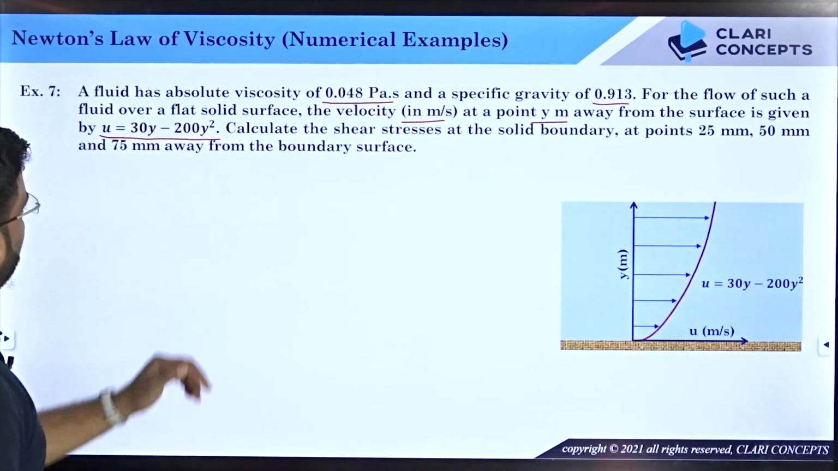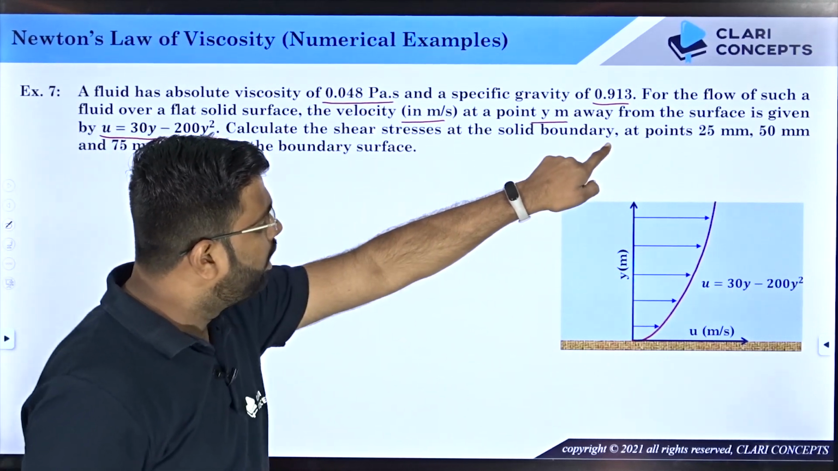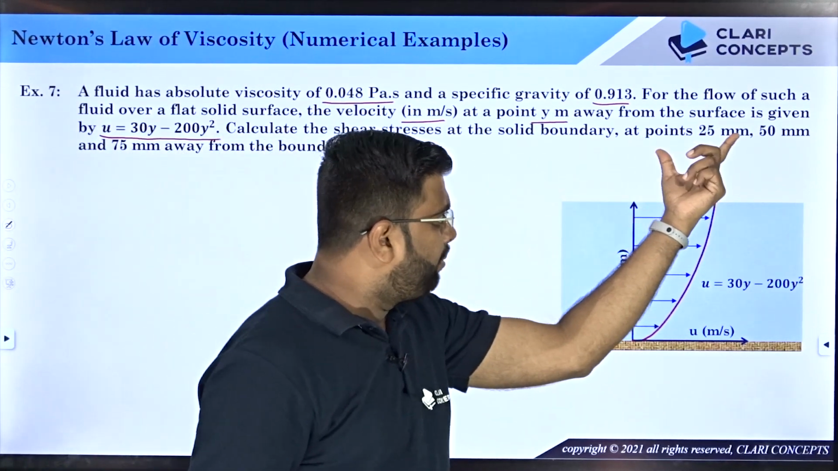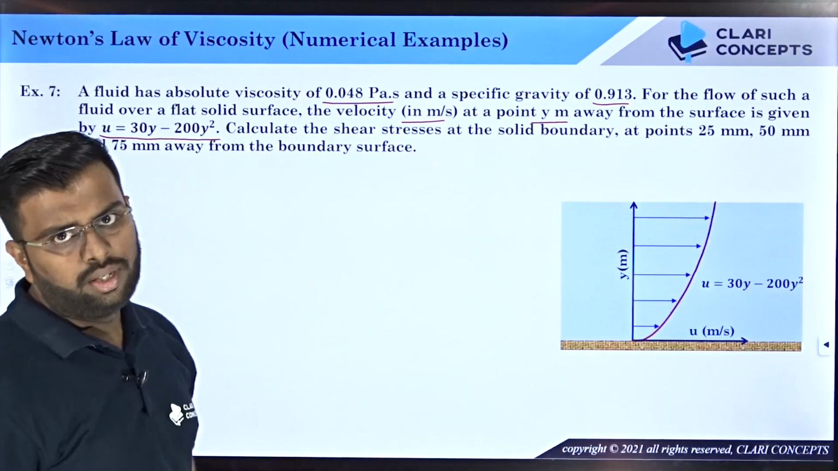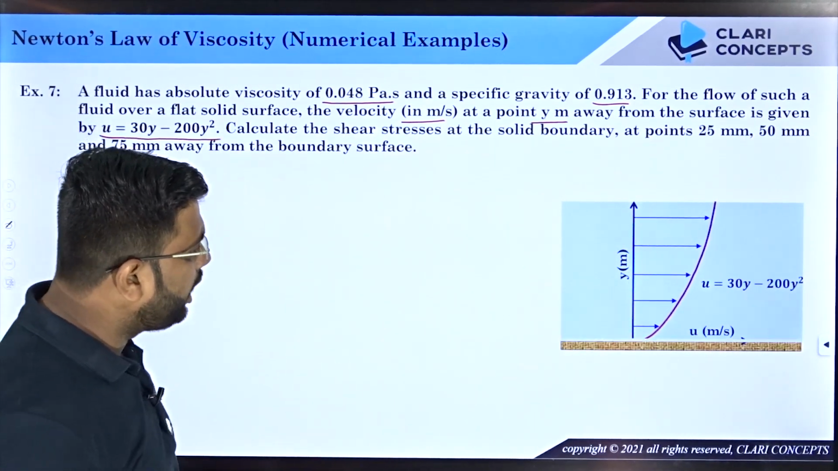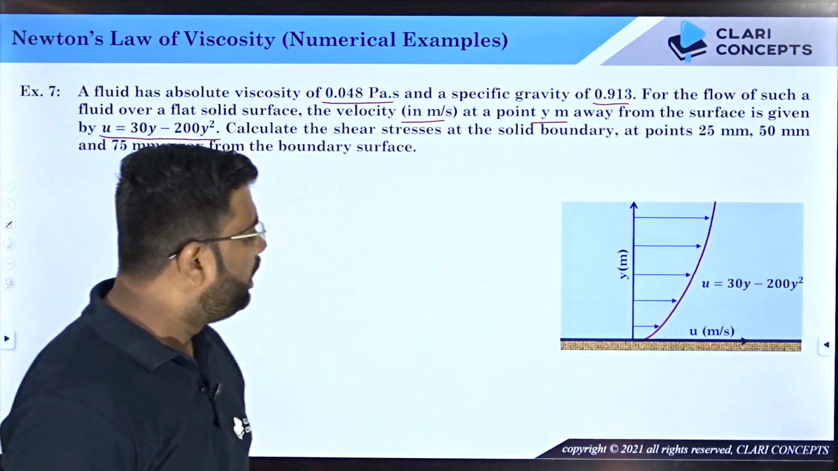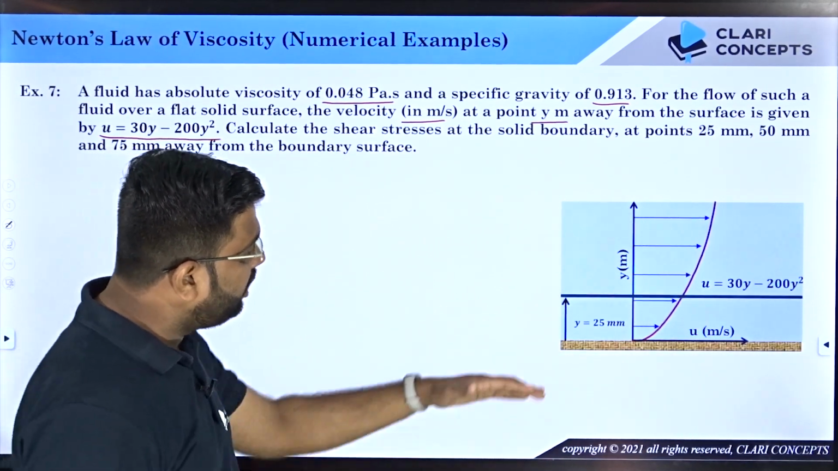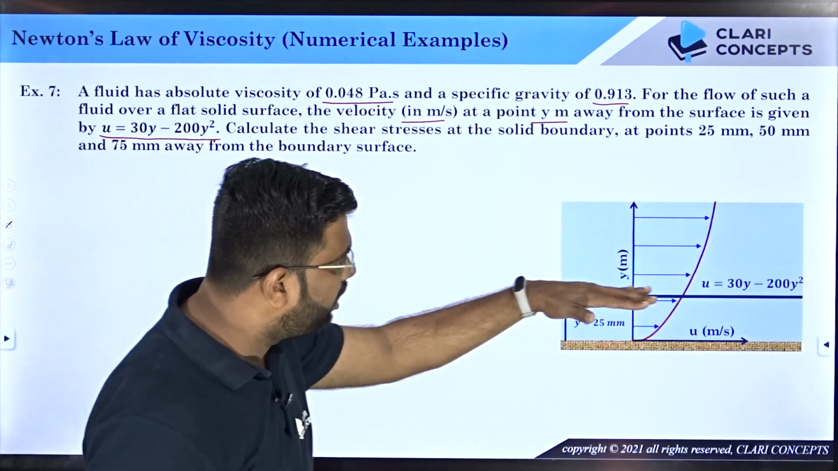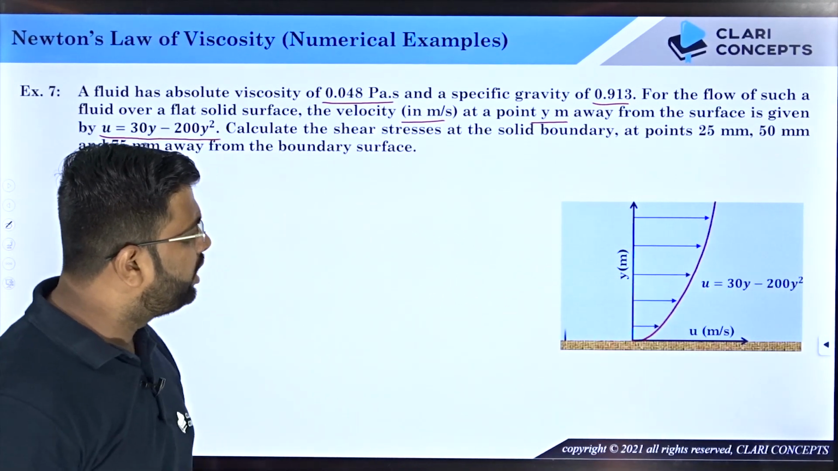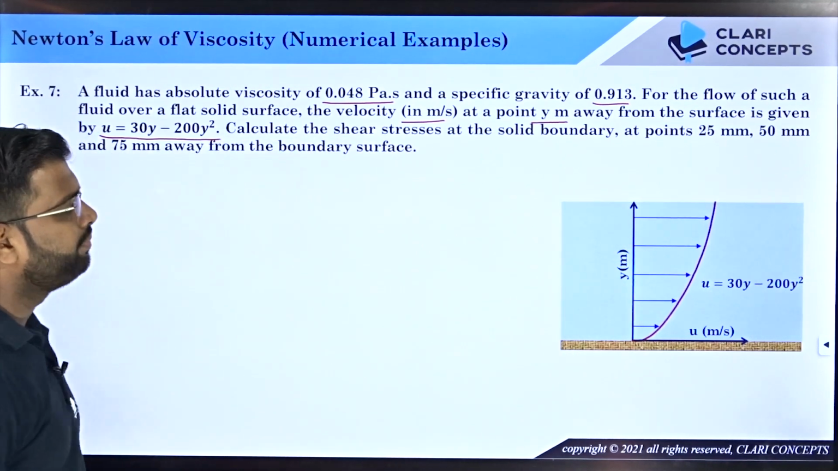Okay. Now what they are asking: calculate the shear stresses at the solid boundary at a point 25 mm, 50 mm and 75 mm away from the boundary surface. See what they are asking. They are asking to calculate the shear stress at the bottommost layer, that means the solid boundary. They are asking to calculate the shear stress at a distance of 25 mm from the solid boundary, that means at this layer. They are also asking to calculate the shear stress at a layer of 50 mm and a layer of 75 mm. Simple.